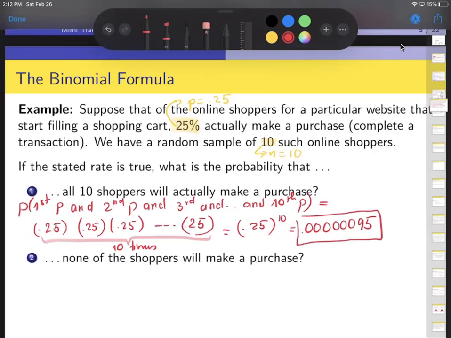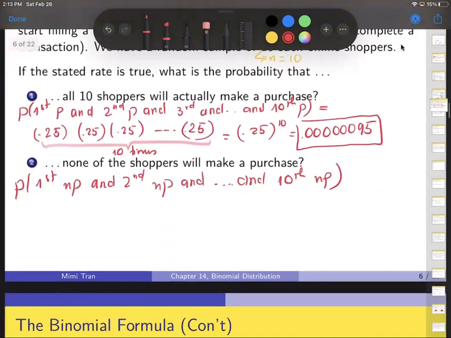What about the probability that none of the shoppers will make a purchase? So this means the probability of the first not making a purchase. I'm just gonna say NP, not making a purchase. And the second person also not making a purchase. And the third person also not making a purchase, all the way to the 10th person not making a purchase. Well, the probability of someone making a purchase in a random sample of 10 people is 25%. So not making a purchase will be 1 minus 25%, which is 75%, so 0.75. The probability of the first person not making a purchase is 0.75.